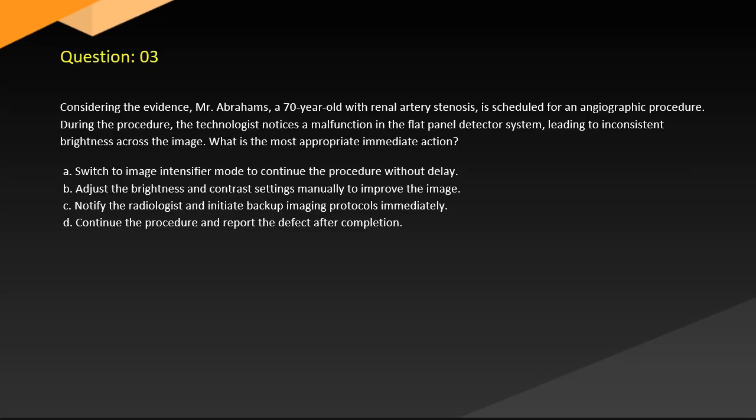Question 3. Considering the evidence, Mr. Abrahams, a 70-year-old with renal artery stenosis, is scheduled for an angiographic procedure. During the procedure, the technologist notices a malfunction in the flat panel detector system, leading to inconsistent brightness across the image. What is the most appropriate immediate action? A. Switch to image intensifier mode to continue the procedure without delay. B. Adjust the brightness and contrast settings manually to improve the image. C. Notify the radiologist and initiate backup imaging protocols immediately. D. Continue the procedure and report the defect after completion.